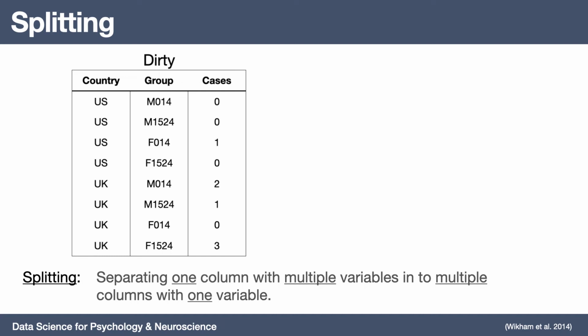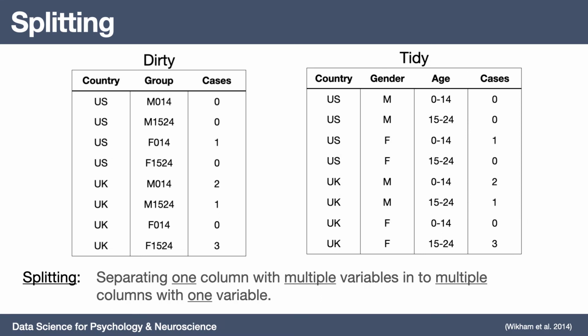So the tidy data variant of this looks like this. So now all we've done is taken that group variable and turned it into a gender variable and an age group variable.